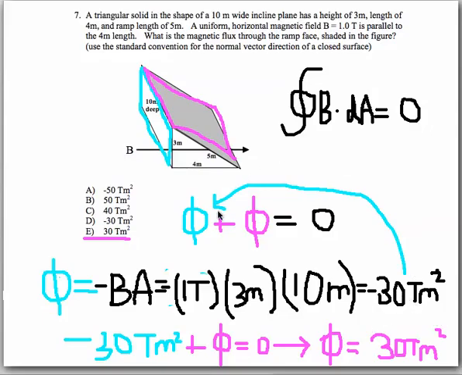You can plug that back into our original equation, which says that negative 30 Tesla meters squared plus the flux through the pink region equals 0. If you solve for the flux through the pink or shaded region, which is what we are solving for, you get that it is 30 Tesla meters squared, which is the answer.